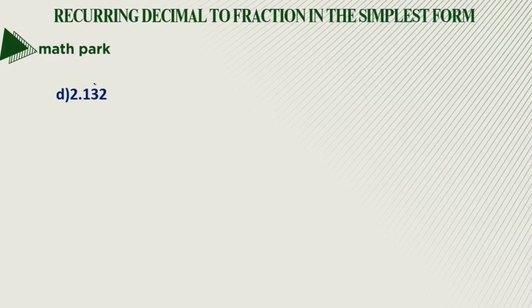Okay, let's take one more. 2.132. Now we will take here only 32 being repeated. Only 3232 will be repeated. So you have x is equal to 2.1323232. Only these are being repeated. Now in this case, this is my equation 1. First, we have to see that the decimal part should be the same. So we need to bring the decimal here. So we first multiply this equation by 10. So we get 10x is equal to 21.323232, and so on. This is my equation number 2.